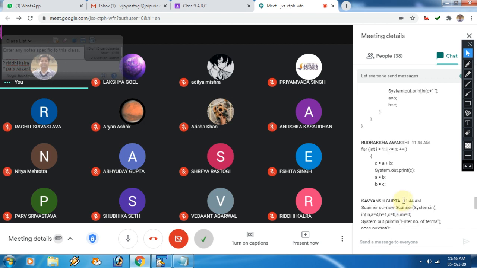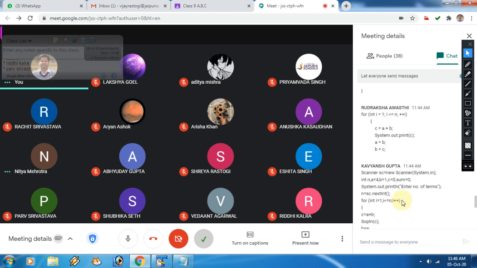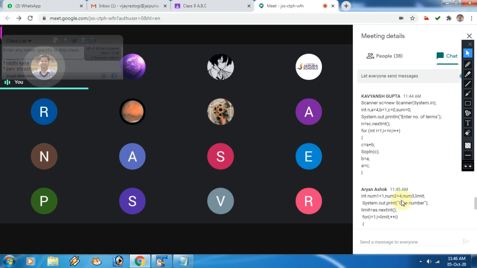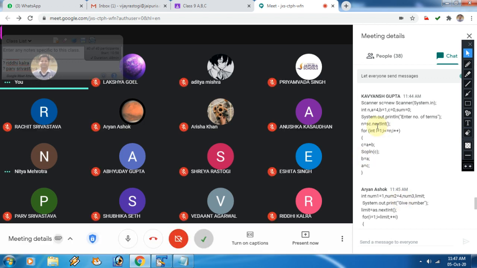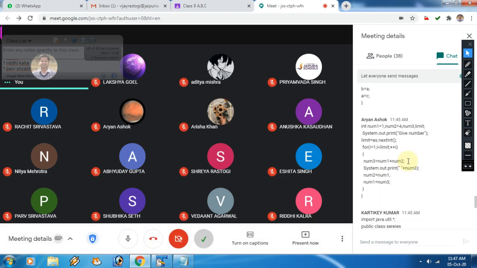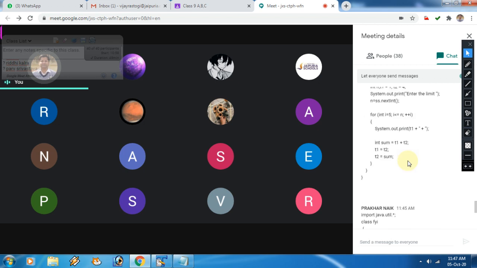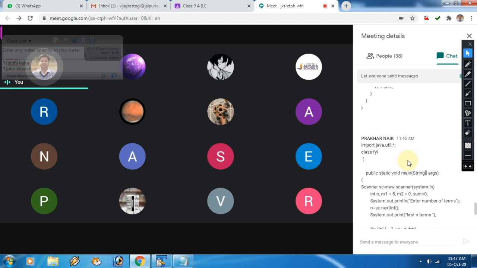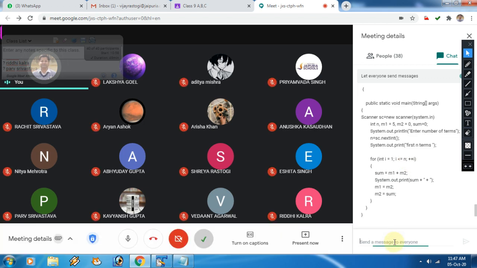Rudraksh Avasthi. Beta Rudraksh, the values of A and B are not there. I cannot see. Kavyansh, yes, fine, beta. But Kavyansh, while printing the series, always try to print on a single line followed by a space or comma, and you are printing on separate lines. And the next statement would be A equals B, not B equals A. Okay? So this would be fine. One more homework I am giving you. Now you need to send that homework and this one also. Prakhar, I will see later because time is running short.